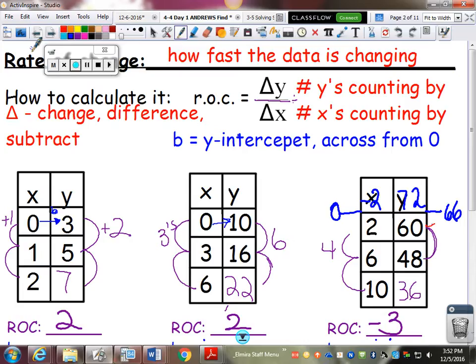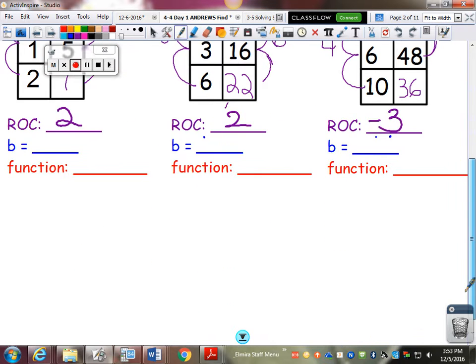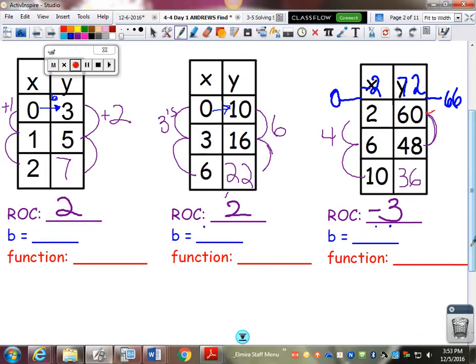Okay. In a chart, the b is the y-intercept, and it's the number that's across from 0. So in our first chart, here's 0. The number across from it is 3. In our second chart, the number across from 0 is 10.